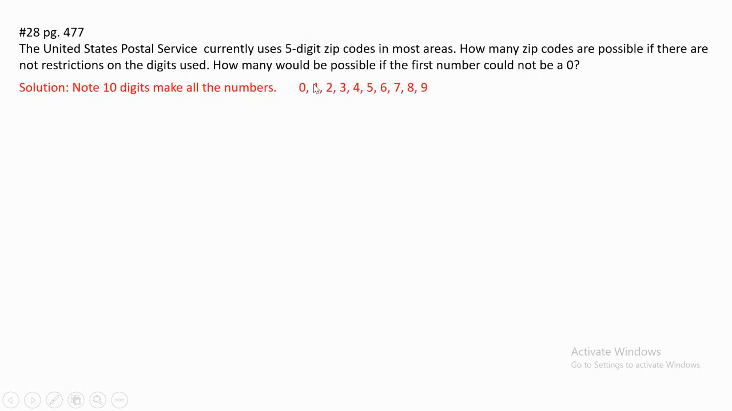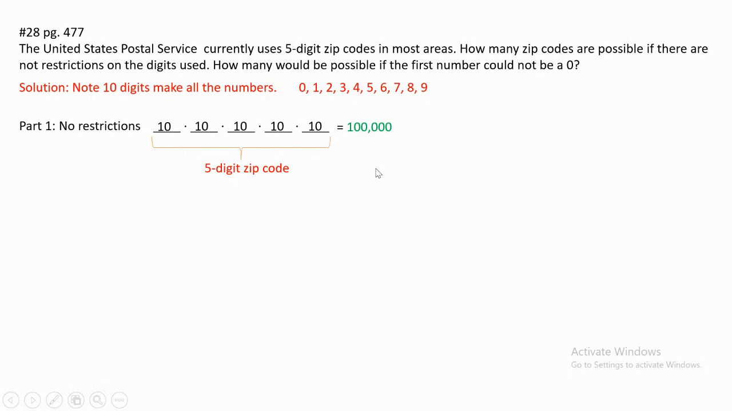So here we have to use the digits 0 to 9 to make all the numbers. So these are all the digits possible. For 5-digit zip codes, we're going to put 1, 2, 3, 4, 5. Each one of these contains a digit from 0 to 9. For the first part, with no restrictions, any digit can go here. So it can be 10, 10, 10, 10, and 10, right? Because any digit can go here with no restriction. So we multiply 10 times 10 times 10 times 10 times 10, which gives us 100,000. So that's the answer for the first part.